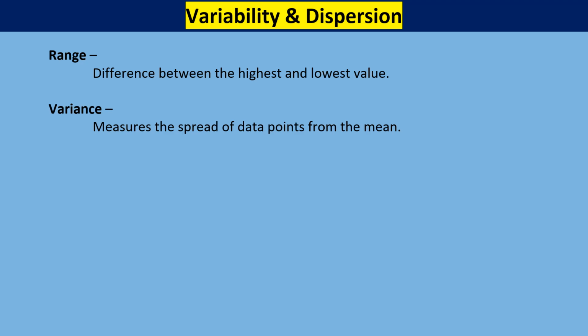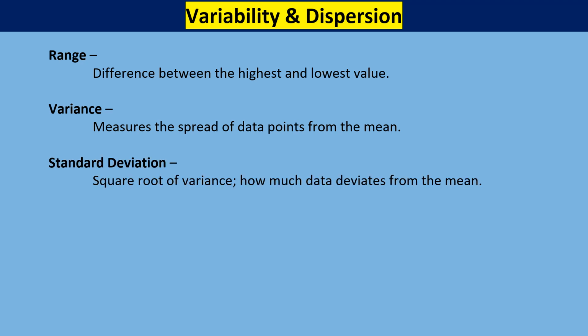Variability and dispersion. Range is the difference between the highest and lowest values, and variance measures the spread of data points from the mean. Standard deviation is the square root of variance, how much data deviates from the mean. It measures how spread out data is. If values are close to the mean, the standard deviation is low, like consistent sales. If values vary greatly, standard deviation is high, like stock prices.